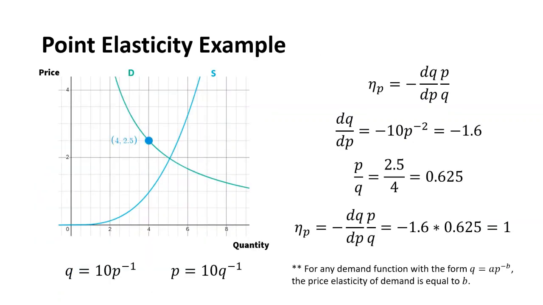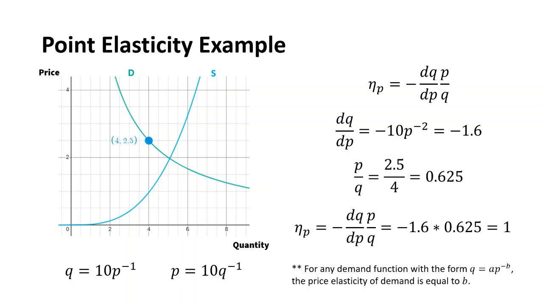Here's an example problem for calculating the point elasticity at a certain point on the demand curve. In this case, we'll be using the point 4, 2.5. The demand curve is modeled by the function quantity demanded equals 10 over the price. This can be rearranged for price, and we get the equation price equals 10 over the quantity demanded.